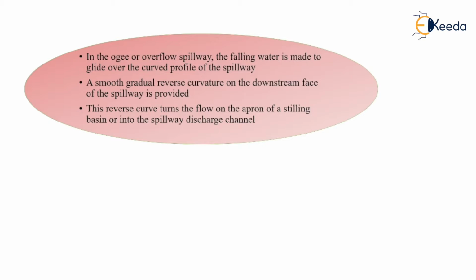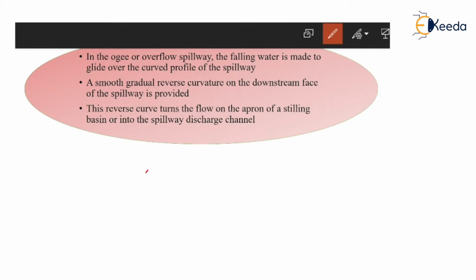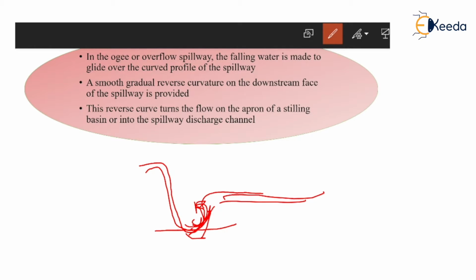A smooth gradual reverse curvature on the downstream face is called a bucket, and that will be provided. See, this reverse curve turns the flow onto the apron of a stilling basin or into the spillway discharge channel. So the water that will be coming over here is turned to move in the reverse direction, and because of this action it leads to the formation of a hydraulic jump, and again it will be raised up and flow towards the stilling basin area.